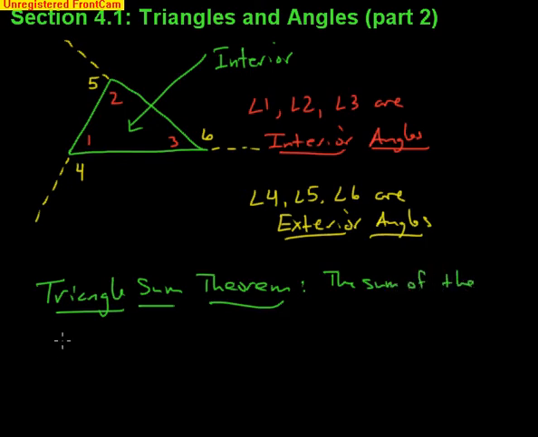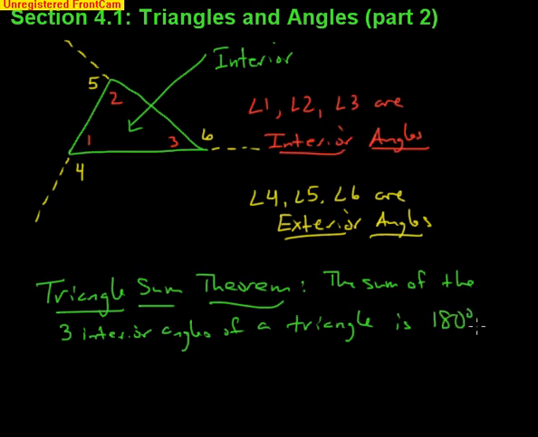of the 3 interior angles of a triangle is 180 degrees. So from the picture above, the measure of angle 1 plus the measure of angle 2 plus the measure of angle 3 equals 180 degrees. We're going to prove that in class.